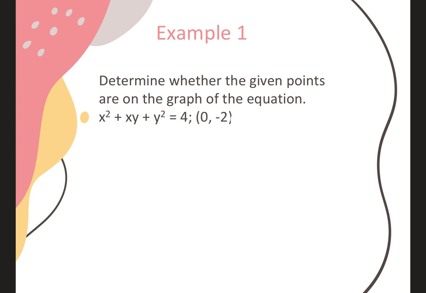So you might see something that looks like this. Determine whether the given point is on the graph of the equation. You can erase the second one. Once you understand the first question, you're done. You don't need to do it again. So x squared plus xy plus y squared equals 4. And I'm trying to see if 0, negative 2 is on it. So 0 is my x.